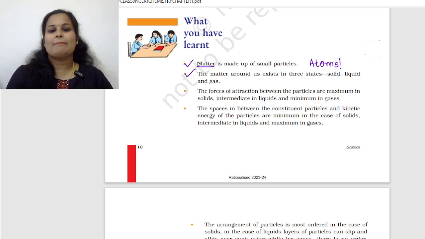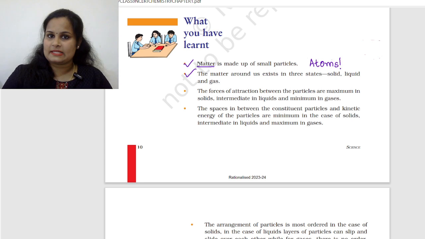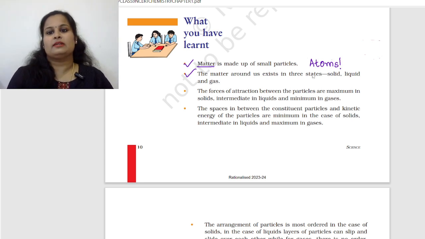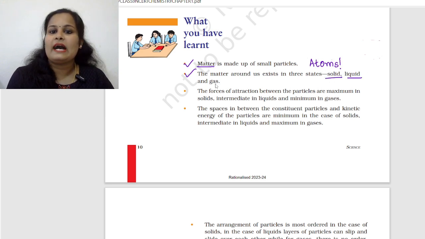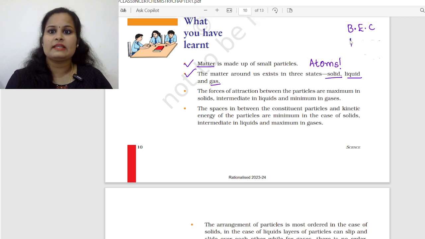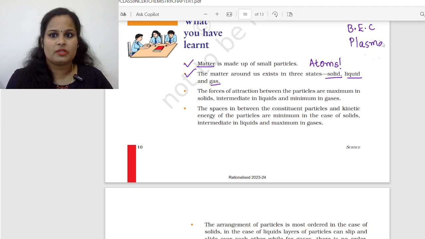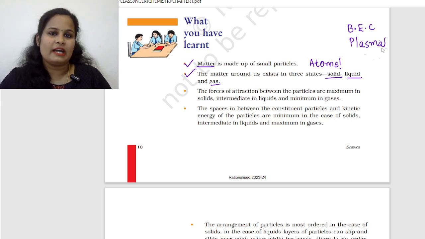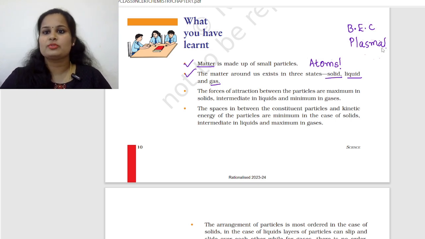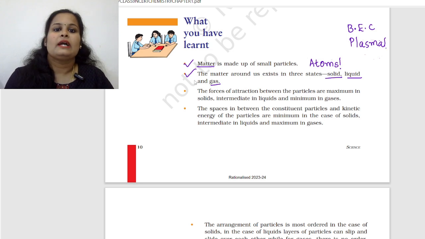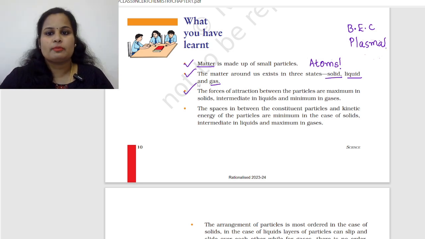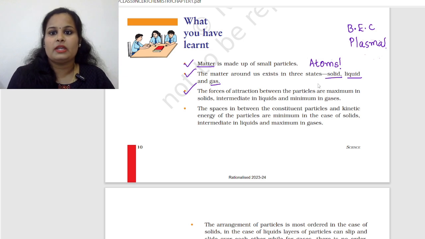Moving to the second point, matter around us exists in 3 states. Students, please understand that these are the 3 fundamental states of matter: solid, liquid, and gas. We have the 4th and 5th states of matter as well. They are BEC, which is Bose-Einstein condensate, and plasma. But for the time being, we have to learn just the fundamental states of matter, which are solid, liquid, and gas.